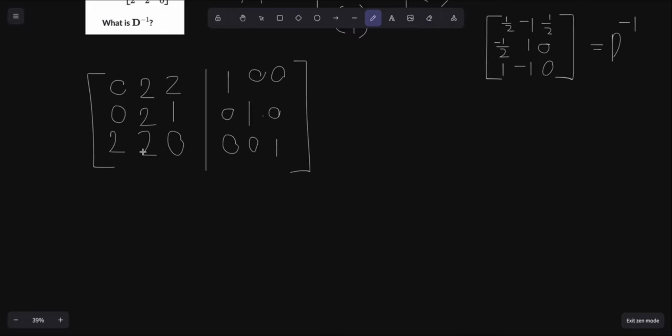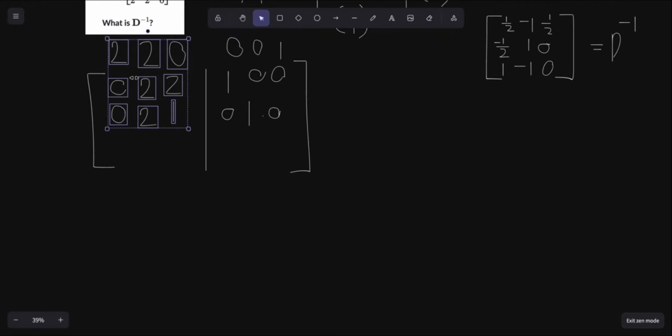So I guess I can swap this row right over here and place it to the top. You can imagine that I'm just going to bring this row to the top.